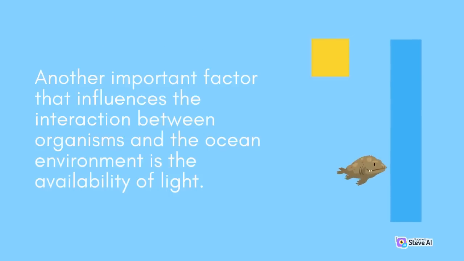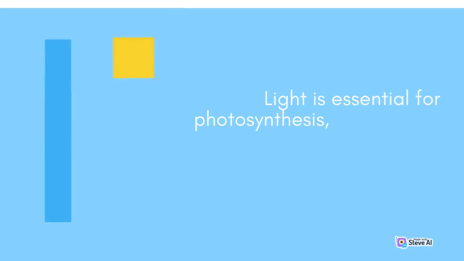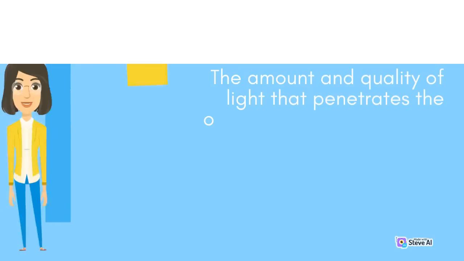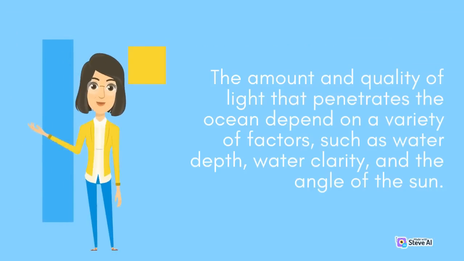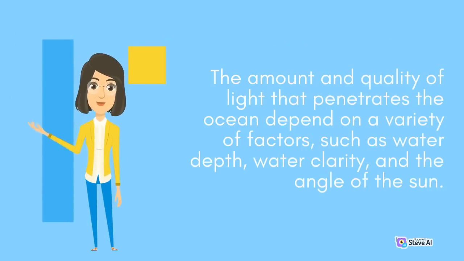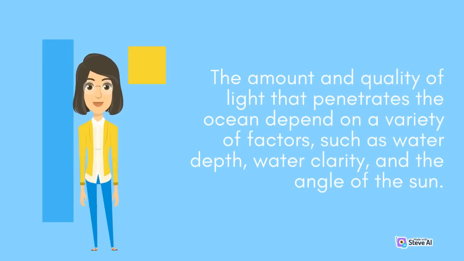Another important factor that influences the interaction between organisms and the ocean environment is the availability of light. Light is essential for photosynthesis, which is the primary source of food for many marine organisms. The amount and quality of light that penetrates the ocean depend on a variety of factors, such as water depth, water clarity, and the angle of the sun.